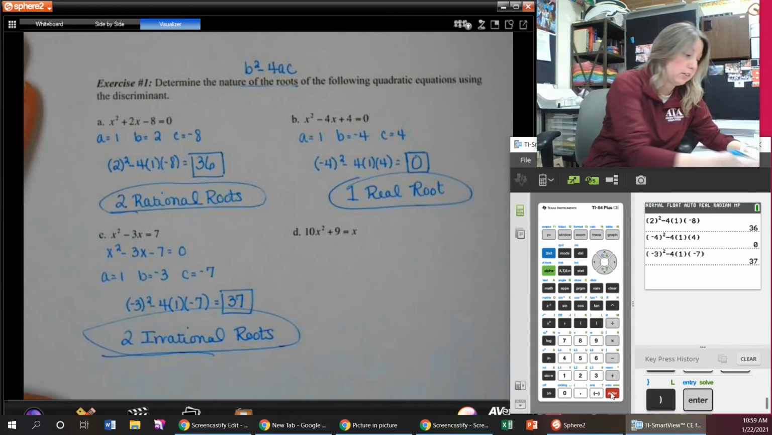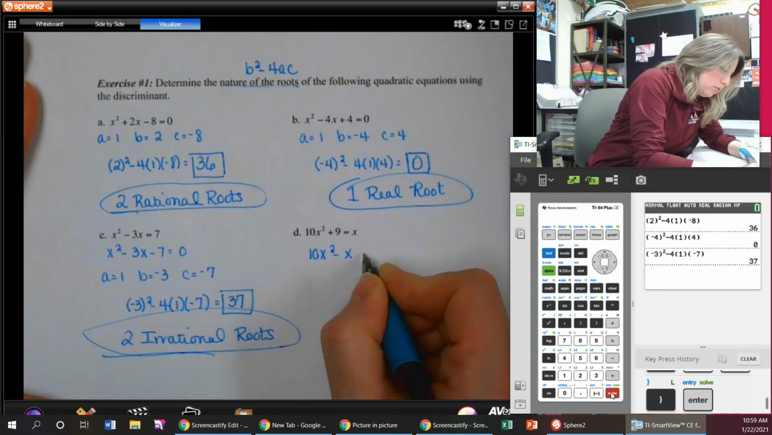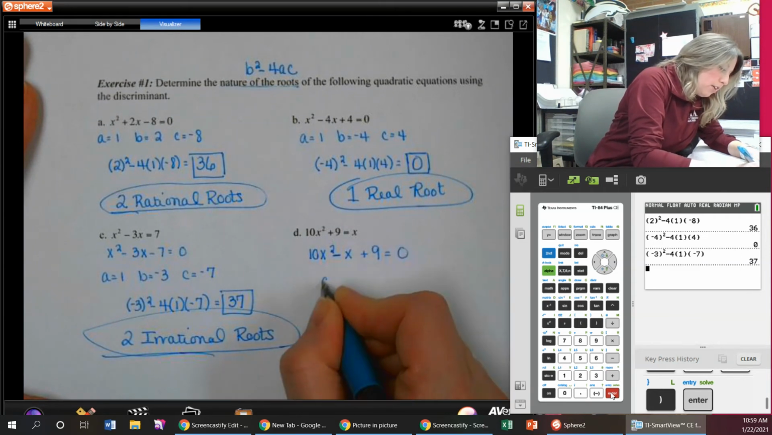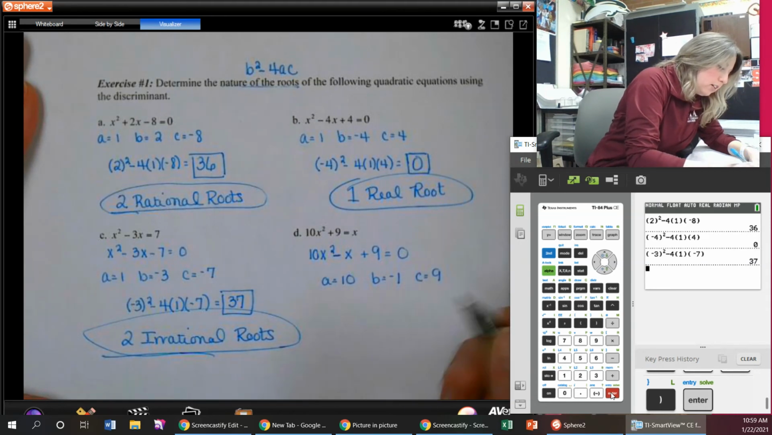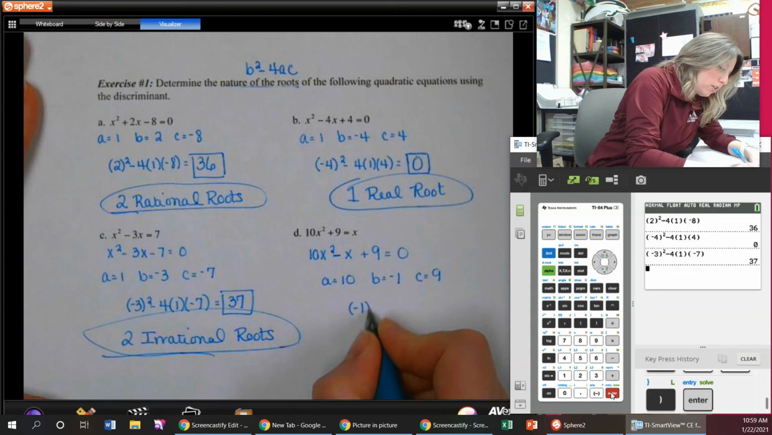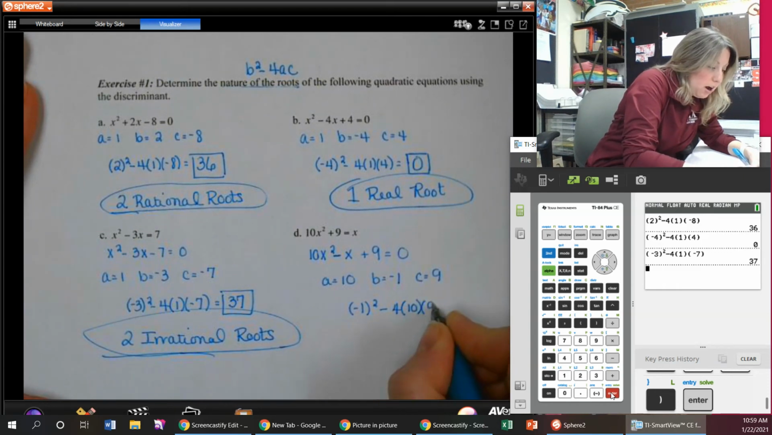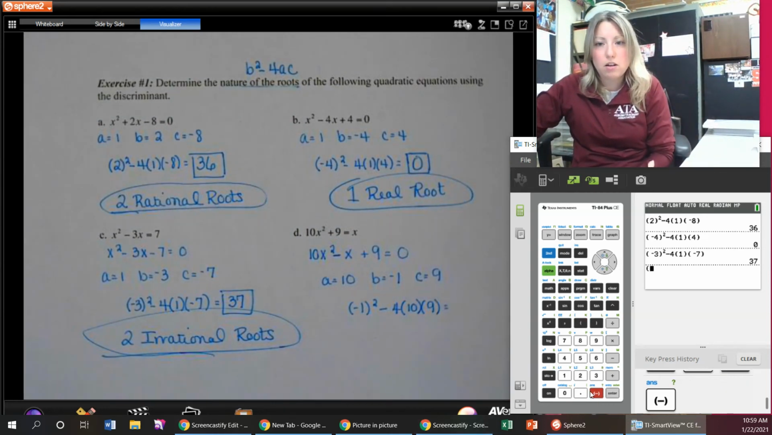Last but certainly not least, let's subtract this x over to be in the middle. So you get 10x squared minus x in the middle, plus 9 at the end equals 0. Your A is 10, your B is -1, and your C is 9. Let's plug those in. So you get -1 squared minus 4 times 10 times 9. Let's see what that comes out to be. -1 squared, which we know of course is 1, minus 4 times 10 times 9.